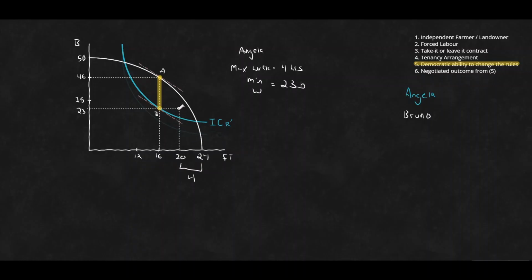Of course, you're free to work less than 4 hours, and of course, you're free to earn a wage higher than 23 bushels, but C is legally the most you're allowed to work and the lowest wage you're allowed to receive. Well, just like what we were looking at, in essence, what this does is it provides a new minimum reservation. So this is the new minimum reservation.